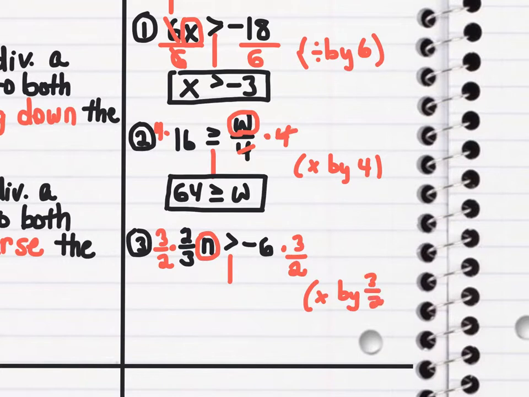And I would like for you to write the same thing. Okay, so now on the left side, the 3 over 2 times 2/3, they're going to cancel out. The 3's and the 2's will cancel out, okay?